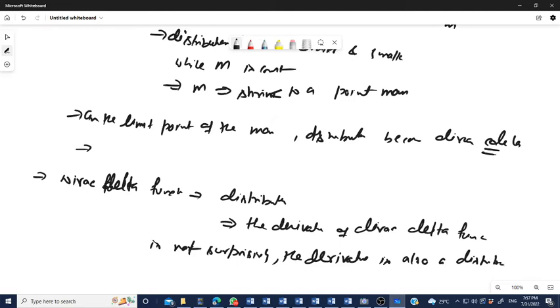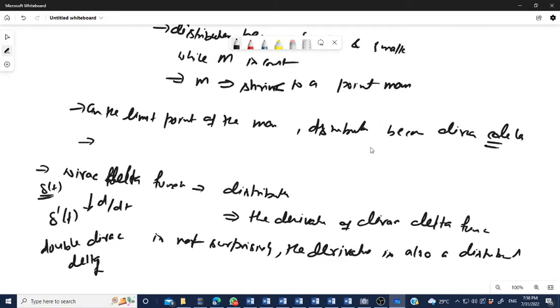So what does it mean? Whenever you ask what is the double Dirac delta function, simply, the double Dirac delta function is the derivative of the first Dirac delta function. This is the derivative d by dt of the Dirac delta function delta t.